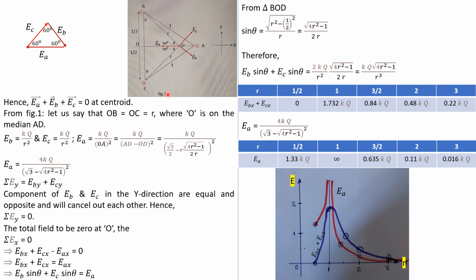EBx and ECx, that is EB sine theta plus EC sine theta, will be equal to EA. If we put in the values of EB, EC and sine theta, we will get this.